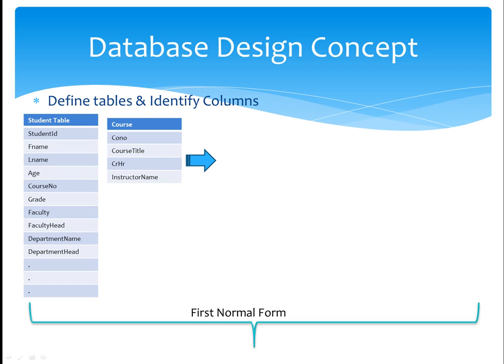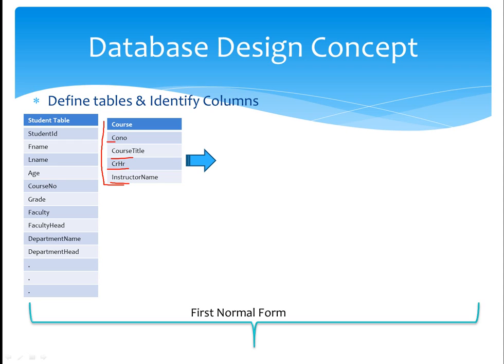After this, what you should do is normalize this table. As you can see here, we have a student table and we break out the course table from the student table. What we did is we first found course number, course title, credit hour, and instructor.